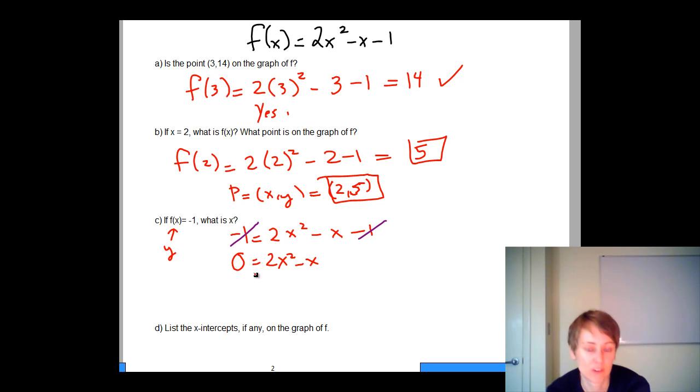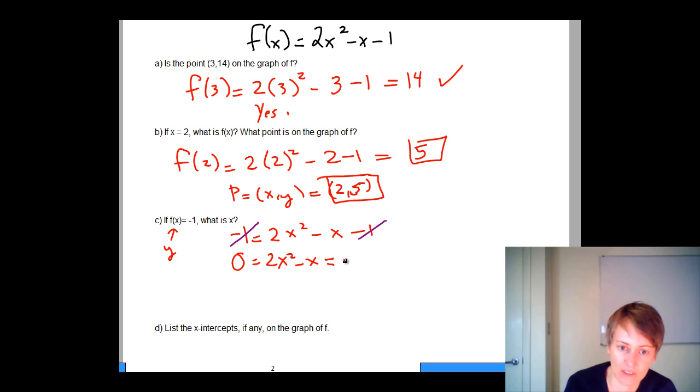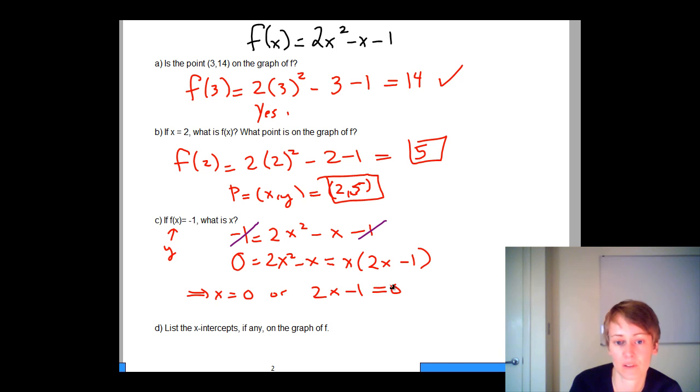So when you have a situation where you have equals 0 and you have x written in repeated locations like that, then you should factor. So I'm going to factor x out, and I'm left with 2x minus 1. So in order for this product to equal 0, it means either x equals 0 or 2x minus 1 equals 0. So you need to solve for x in this equation now, and you get x is a half. So the answer to part C is actually two answers. There's two x values that cause the function value to equal -1. Those are the two answers.